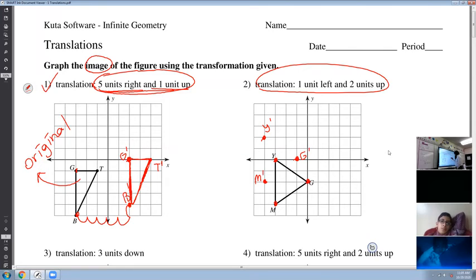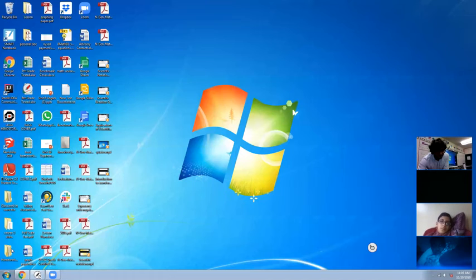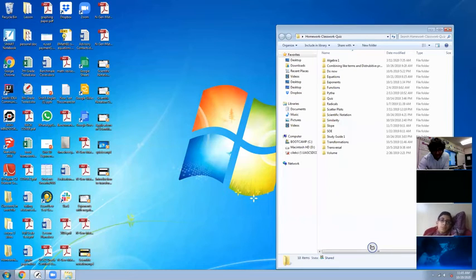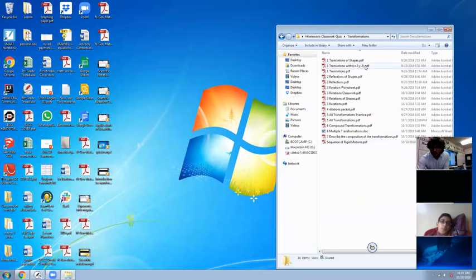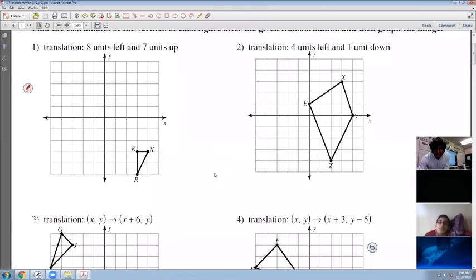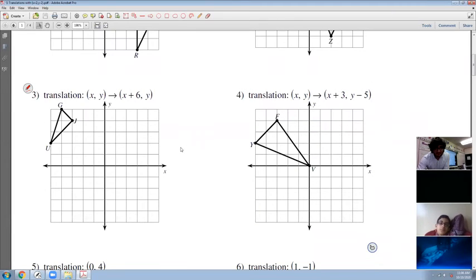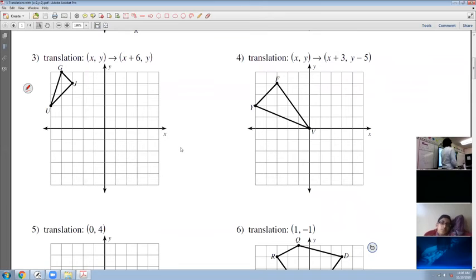M prime. So after you locate all the coordinates, you need to join them, guys. All right? That's it. And one more thing: when you log in to your Khan Academy assignment, you will see this type of question, like number 3 and number 4.